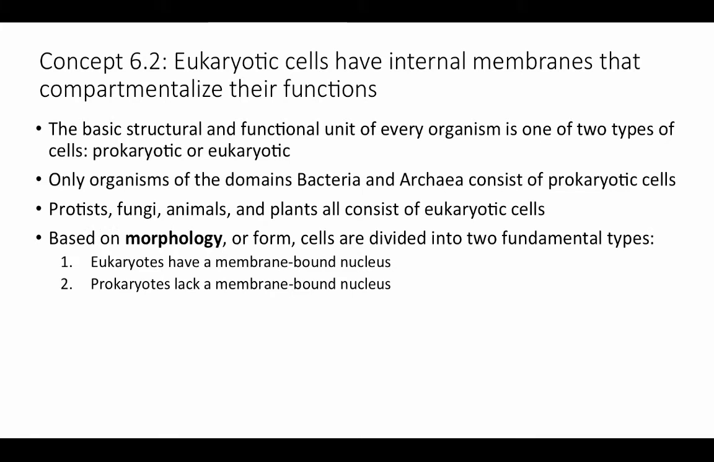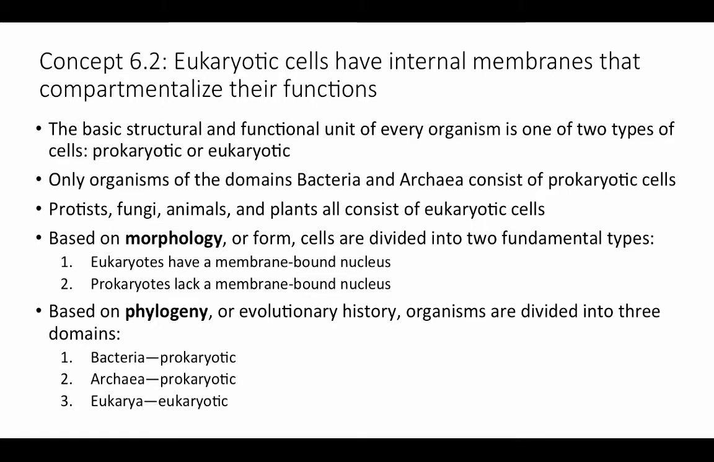Based on morphology or form, cells can be divided into these two fundamental types based on the presence or absence of a membrane-bound nucleus. So eukaryotes have them, prokaryotes don't have them. But it's important to keep in mind that based on phylogeny or evolutionary history, the organisms are actually divided into those three domains: bacteria and archaea, which are both prokaryotic, and eukarya, which is eukaryotic.